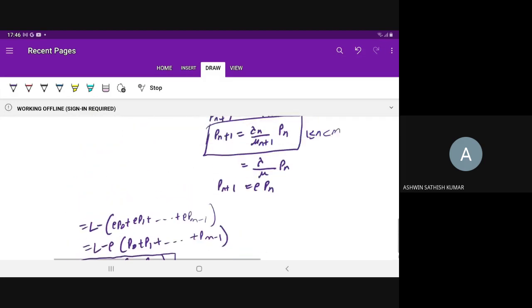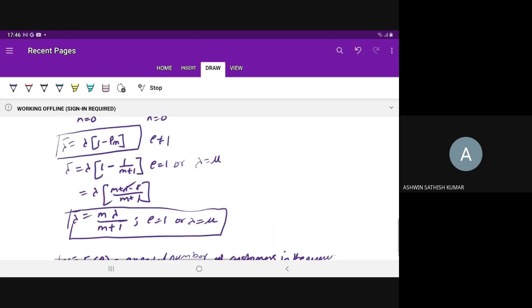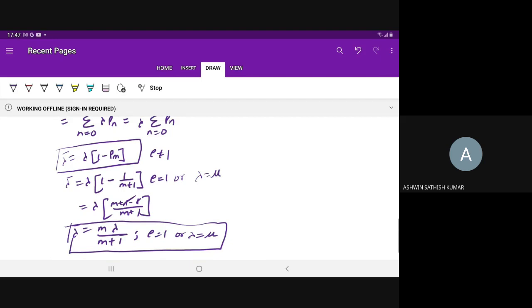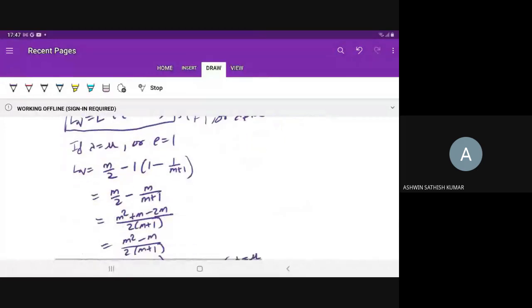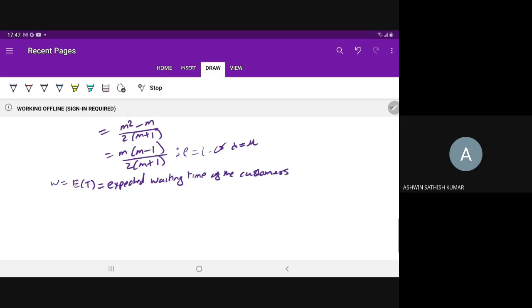Lambda bar we have already computed, right? Lambda bar we have computed as lambda into 1 minus Pm. So from the knowledge of lambda bar and L, using Little's formula, we can compute the expected waiting time. So what is the W? W is E of t, that is the expected waiting time of the customer in the system, and by Little's formula, it is L upon lambda bar.